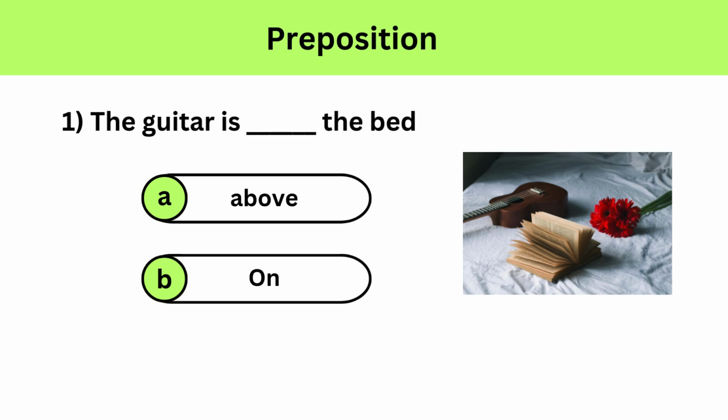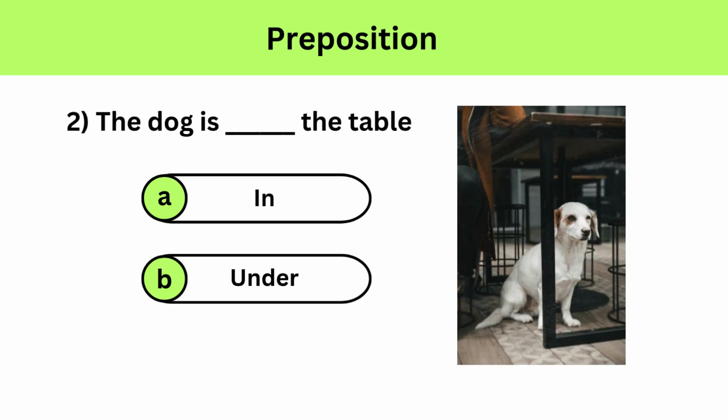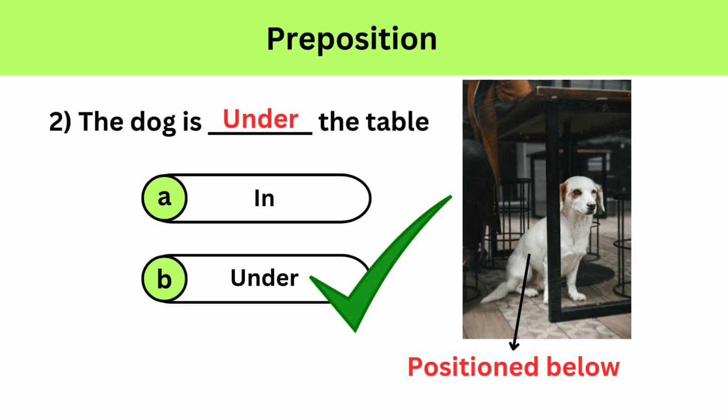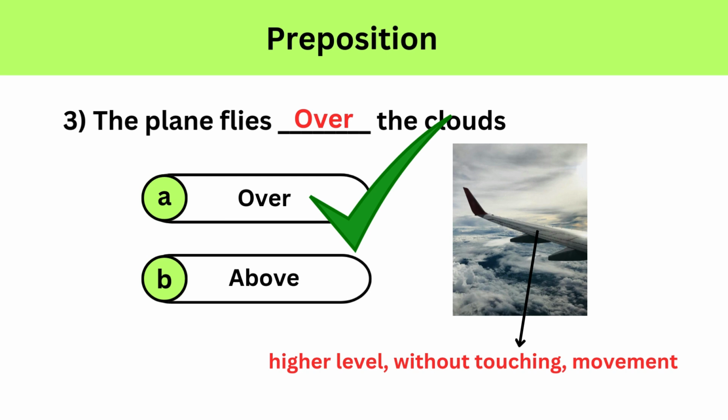First one, the guitar is dash the bed. Option B, on, the guitar is on the bed. Number 2, the dog is dash the table. Option B, under, the dog is under the table. Number 3, the plane flies dash the clouds. Option A, over, the plane flies over the clouds.